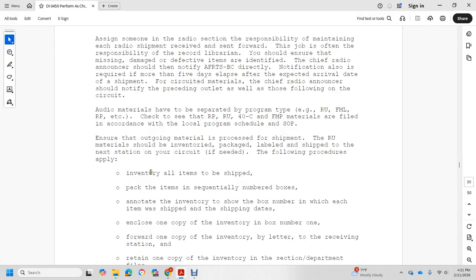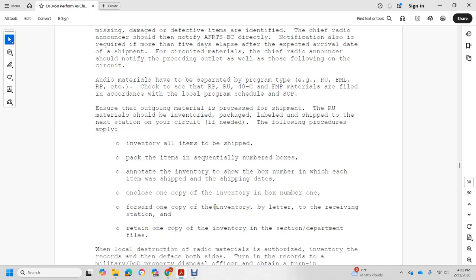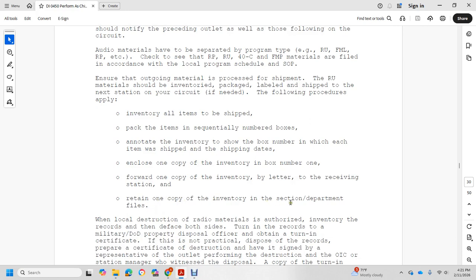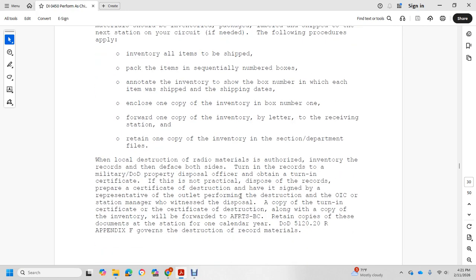Inventory: all items should be shipped with the packed items in subsequently numbered boxes, annotated with the inventory showing the box number in which each item is shipped and the shipping dates. Enclose one copy of the inventory in box number 1. Forward one copy of the inventory by letter to the receiving station. Retain one copy of the inventory in the department files when local destruction of the radio material occurs.